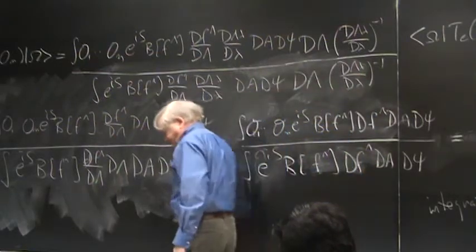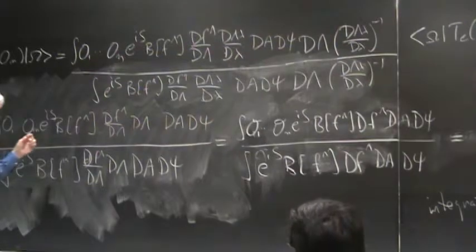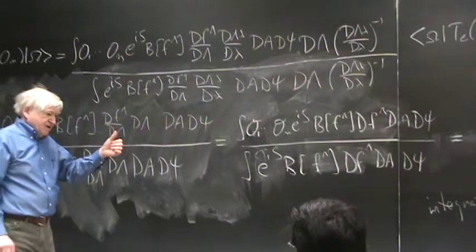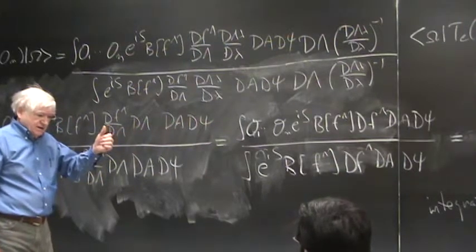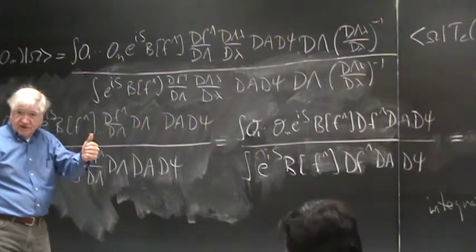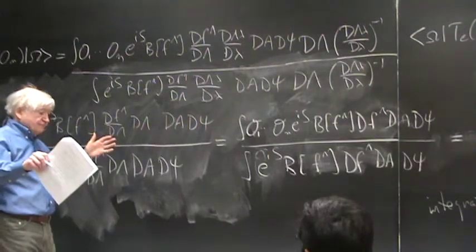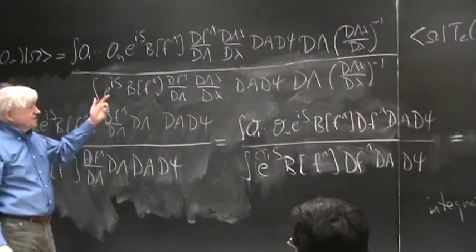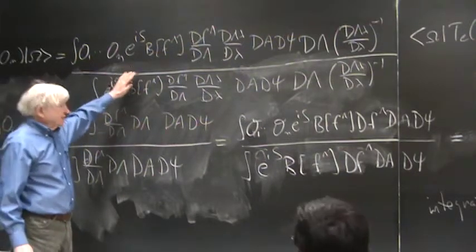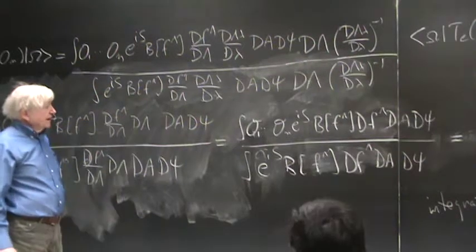And for that reason, we could write the expression as the ratio for one lambda, and then we could say, well, it's the average of that with the ratio for another lambda, with the ratio for a third lambda, and so forth. But that's the same thing as just integrating over the numerator and integrating over the denominator. Okay.